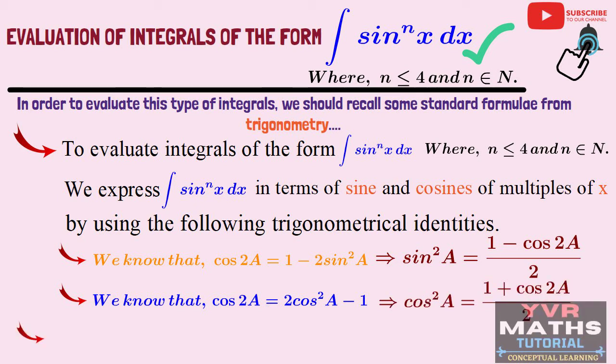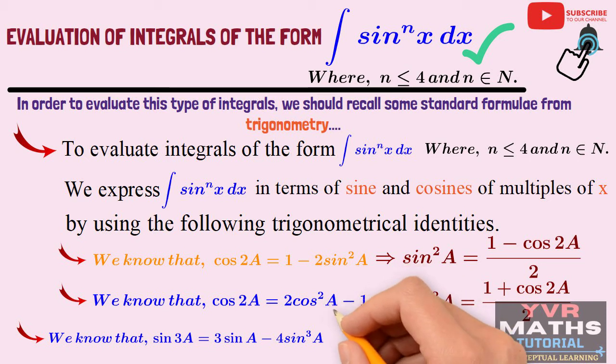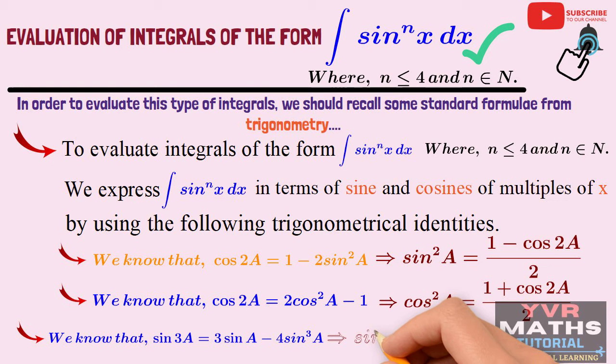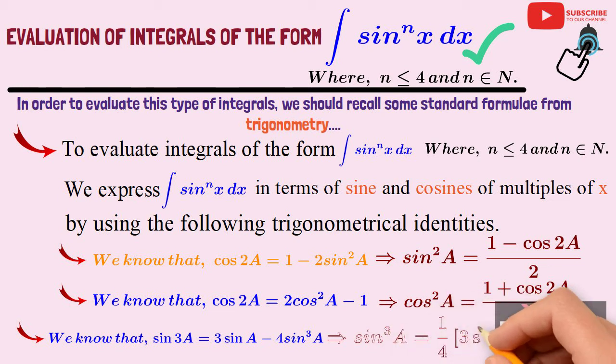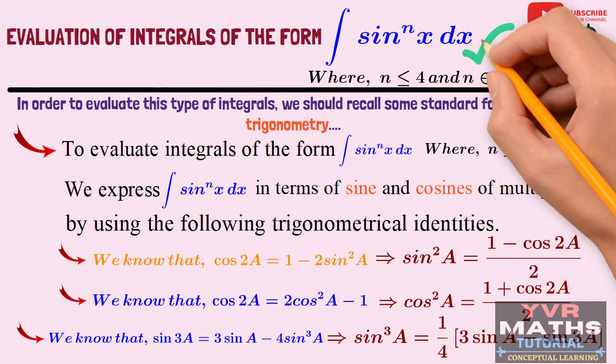And one more formula from trigonometry: we know that sin 3a is equal to 3 sin a minus 4 sin cube a. From this formula, we can write the sin cube a value. If we write sin cube a from this formula, what will we get? Sin cube a is equal to 1 by 4 into (3 sin a minus sin 3a). These are the three important identities from trigonometry to solve this type of integrals.